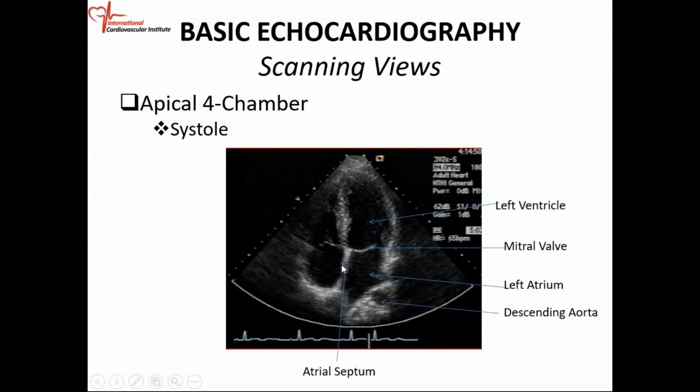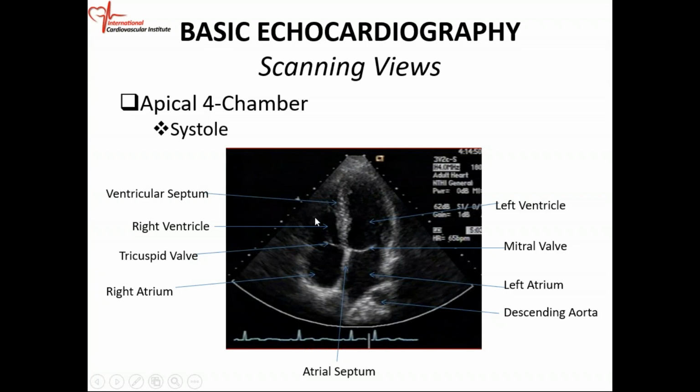This is your atrial septum. This is your right atrium. Your tricuspid valve: this is your septal leaflet and your anterior leaflet. This is the right ventricular cavity, and this is your ventricular septum. So these are the structures that make up your apical four-chamber view.